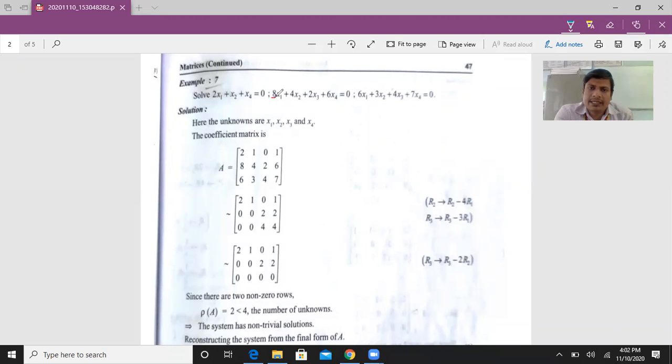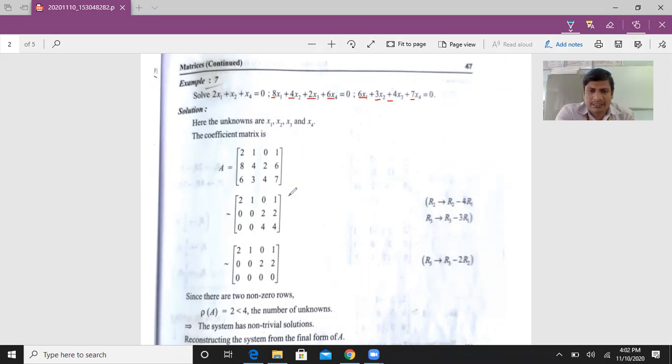Here 8 is there, and 4 is there, and 2 is there, and 6 is there. After that, the third equation: 6, 3, 4, 7. Okay, I write here 6, 3, 4, 7.